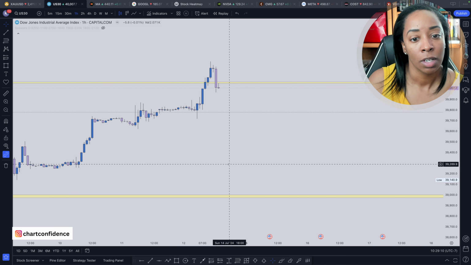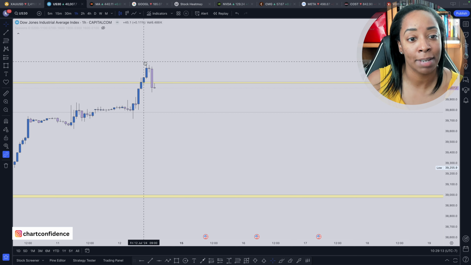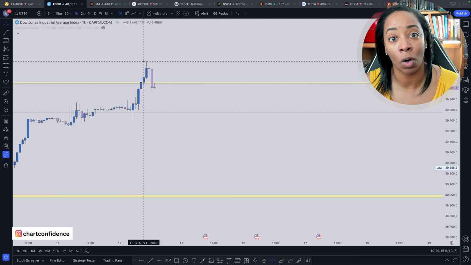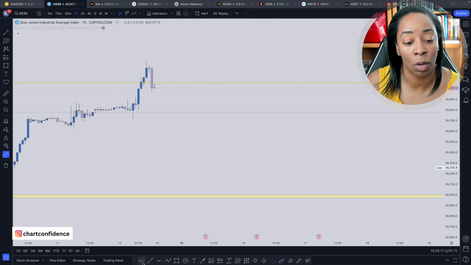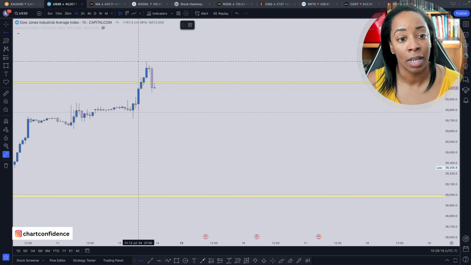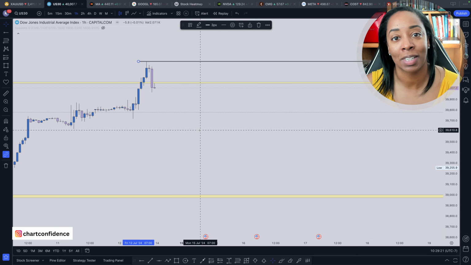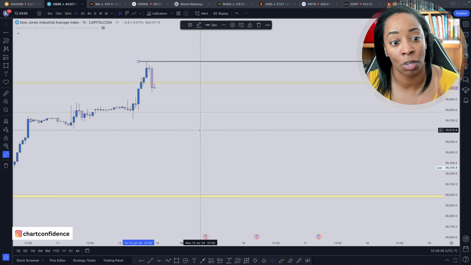Okay, so one thing I do want to do is since price, let's make this a little bit bigger. So since price came to this point, now this is the all-time high in this particular market. What I want to do is take a horizontal ray and put it right at that wick, just because that is the highest price that price has gotten to inside of this market so far.